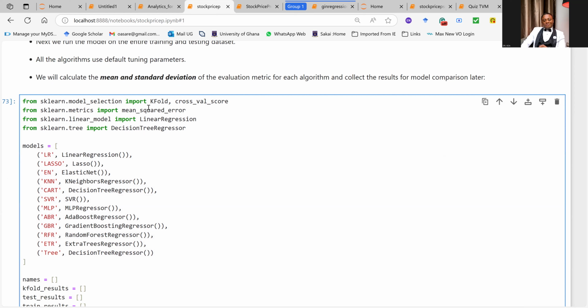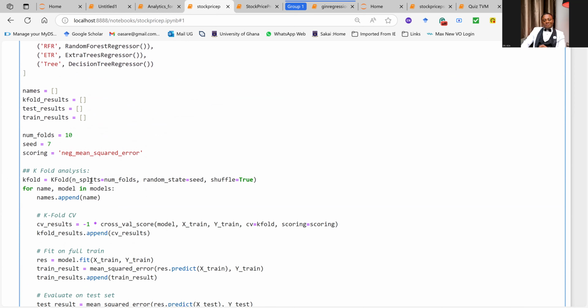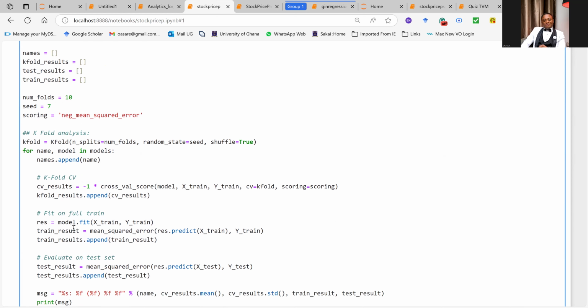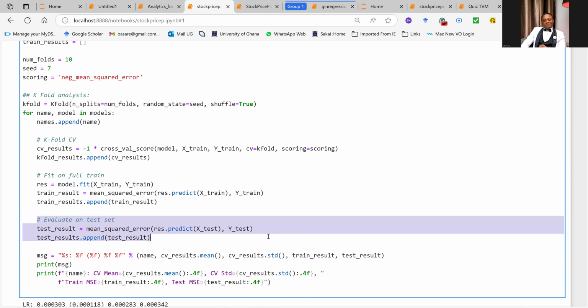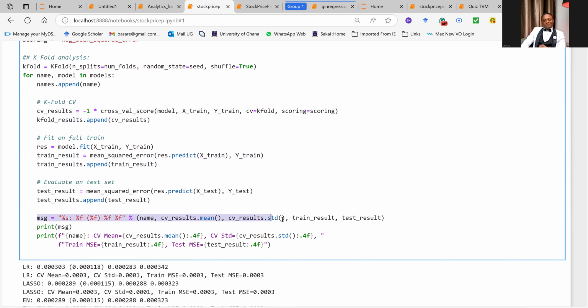So there you go. You need to have everything we have loaded before ready, and run this. These are all that we have explained: the k-fold, the splitting, the validation, fitting the training model. These are the residuals. This is the training of the model, creating the mean squared error, evaluating on the test data, and then seeing the results. At the end, you want to show the mean and the standard deviation, printing them together with all of the results.